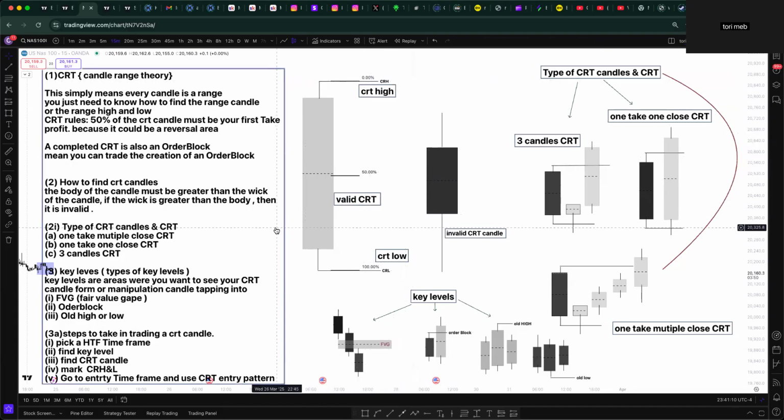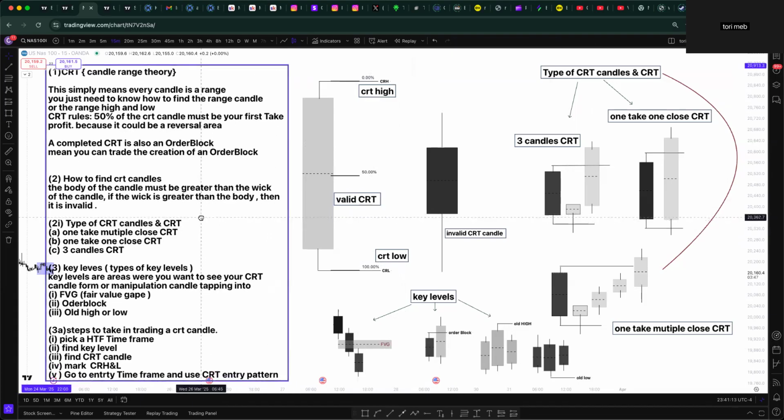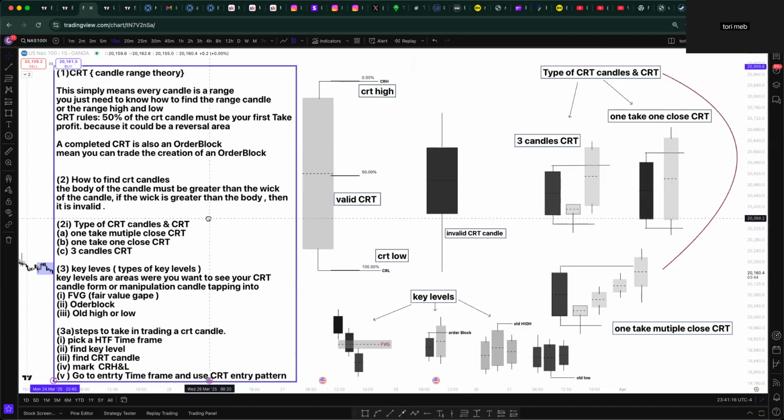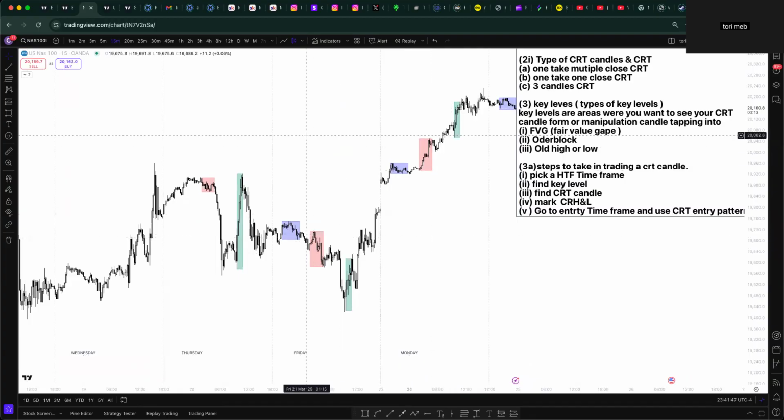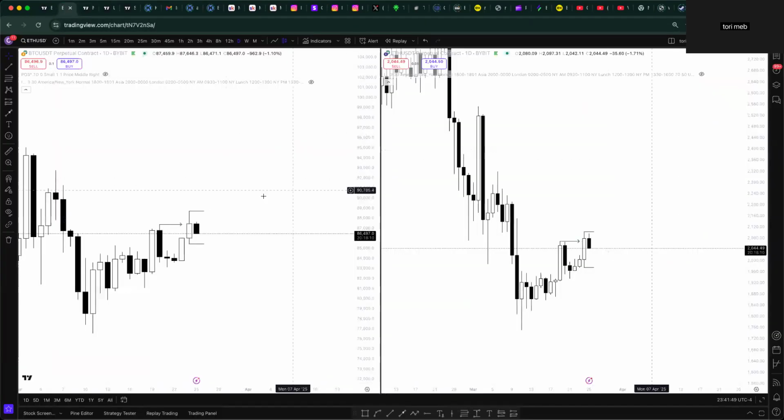So that's it for today. I hope you guys get to understand this very well. I'll leave a screenshot of this so you can look at it and go through the video over and over again if you don't understand. This is just an introduction to CRT, and in the next video I will start teaching you how to identify a CRT.